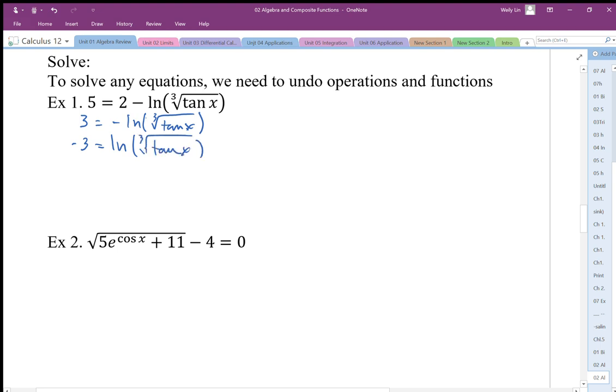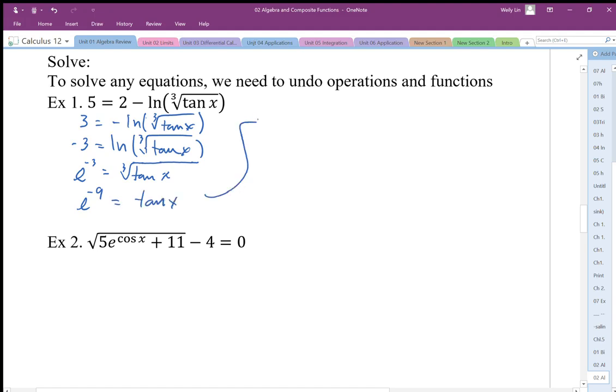Okay, get rid of the log. We undo ln with an exponent. So we end up with e to the -3 is equal to the cube root of tan x. Okay, we're going to undo the cube root with a cube, so we're going to cube both sides. So I end up with e to the power -9 is my tan x value.